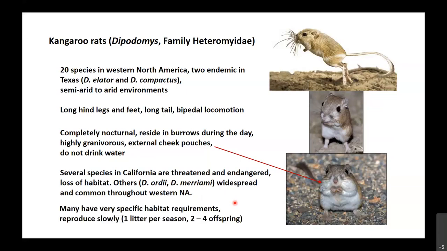So most of the species have very specific habitat requirements. They reproduce slowly compared to other rodents: one litter per season, where there are only maybe two to four offspring. So this sort of makes conservation important, because this is a species that, if populations start to decline, can't necessarily reproduce that quickly to recover.